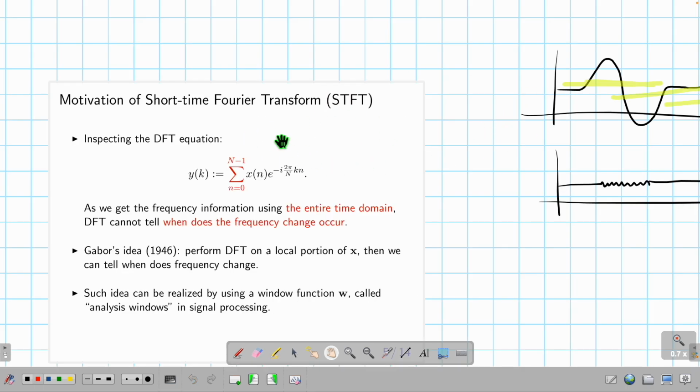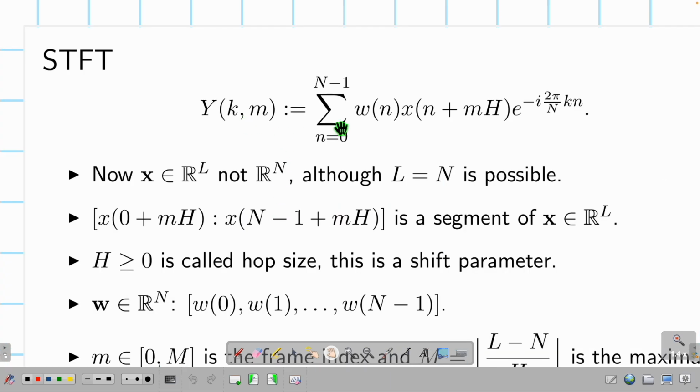So what is STFT? It's the same as DFT, but now this guy, I will shift this thing and multiply with a window. And the window is what? It's just 0 and 1. You can think of it as 0 and 1. So this is the idea.